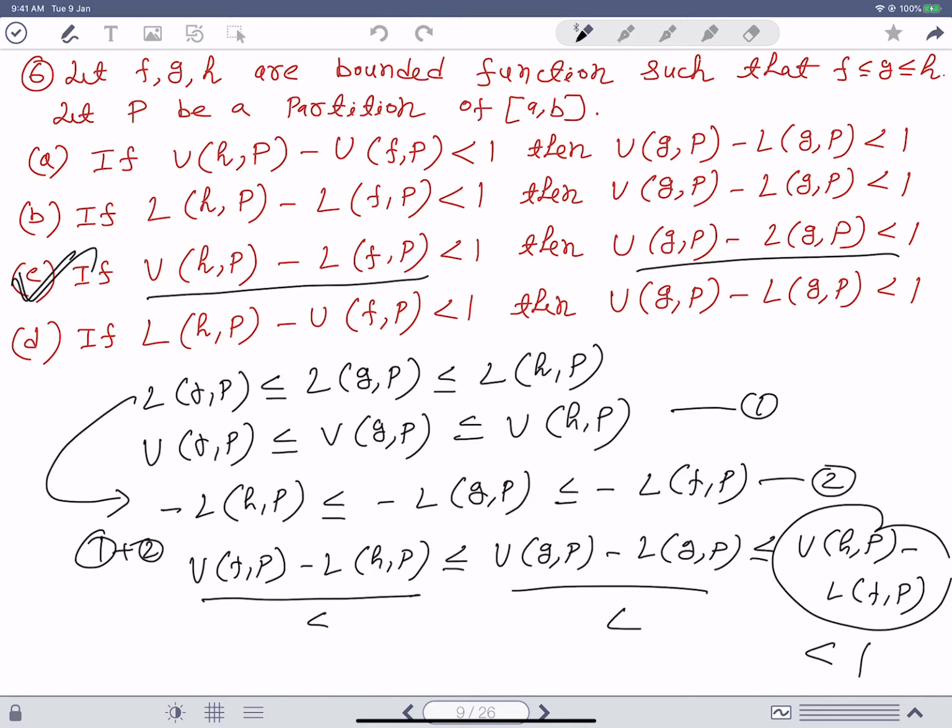Okay, anyway, so now can you give a counterexample to show that the other one is not true? Because if you look closely, if there is a relation between upper limit and upper sum, then how do you get a relation between upper sum and lower sum? And similarly, if you get a relation between lower sum and lower sum, then there is no meaning to get a relation between upper and lower. And similarly for D.